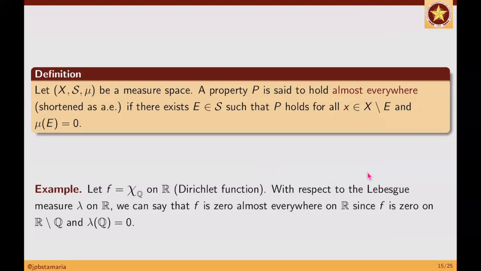Kung merong mang set kung saan hindi nag-hold yung particular property na yun, kailangan yung set na yun hindi masyadong malaki, kasi ang measure niya dapat nire-require natin to be 0. Okay?